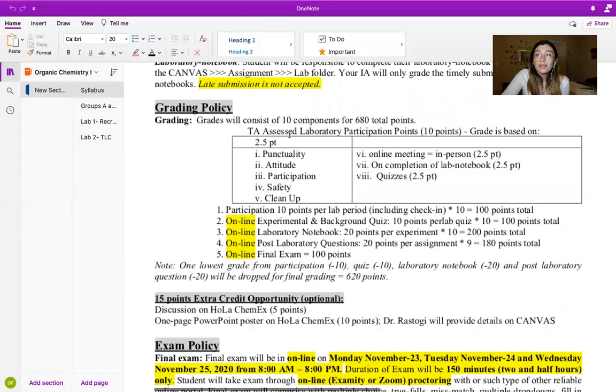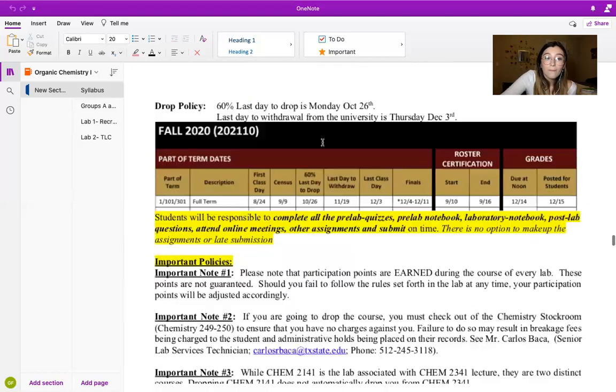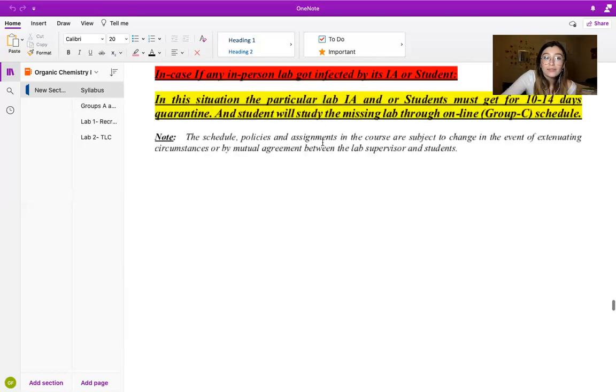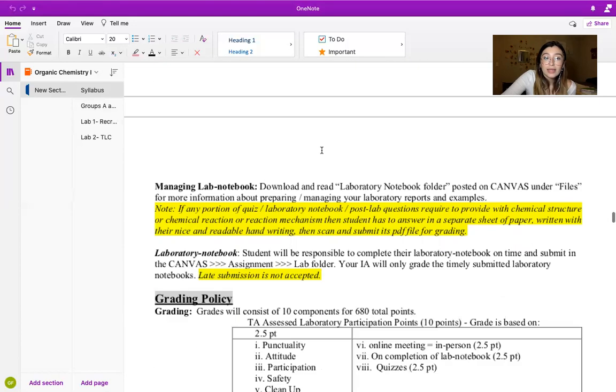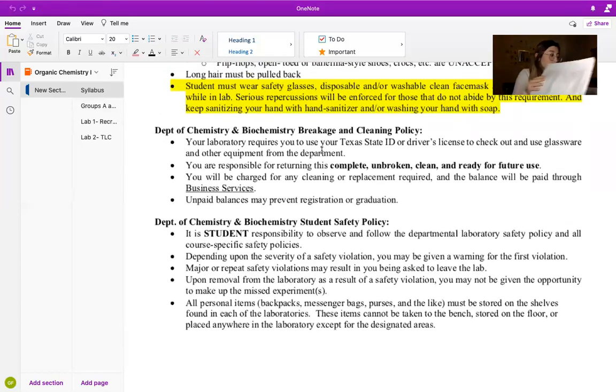Now, this grading policy, punctuality is going to be based on your in-person lab, attitude, participation, safety, and cleanup as well. And that is pretty much all I have for you.